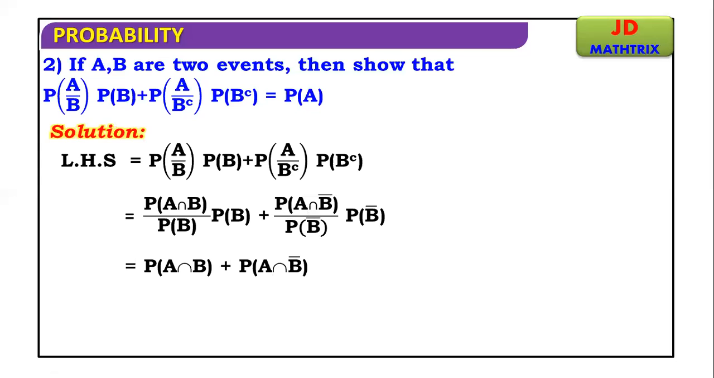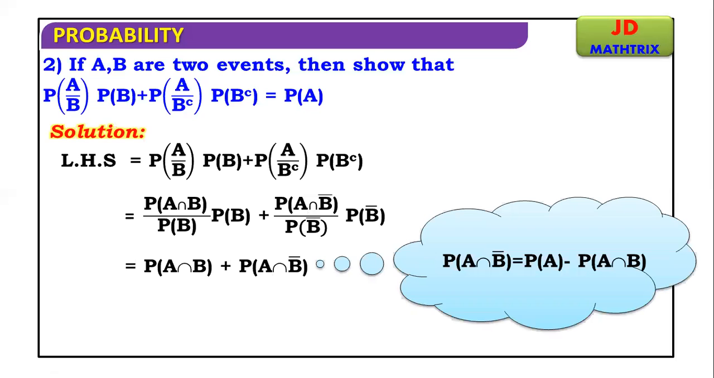Here we have already proved that P of A minus P of A intersection B is equal to P of A intersection B bar. That is, in the previous problem we proved that P of A intersection B bar is equal to P of A minus P of A intersection B. So by taking this P of A intersection B into the LHS, we get P of A intersection B bar plus P of A intersection B, that is P of A. Hence proved.